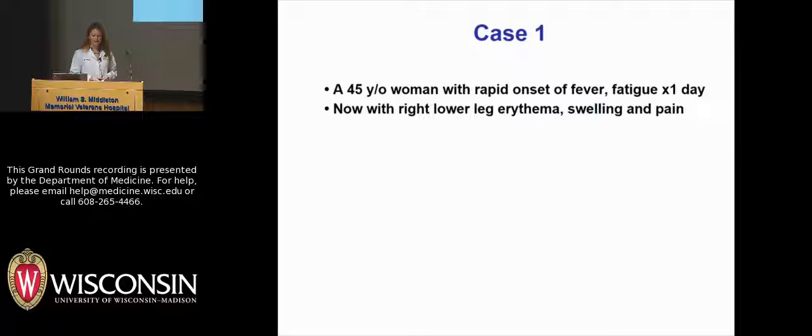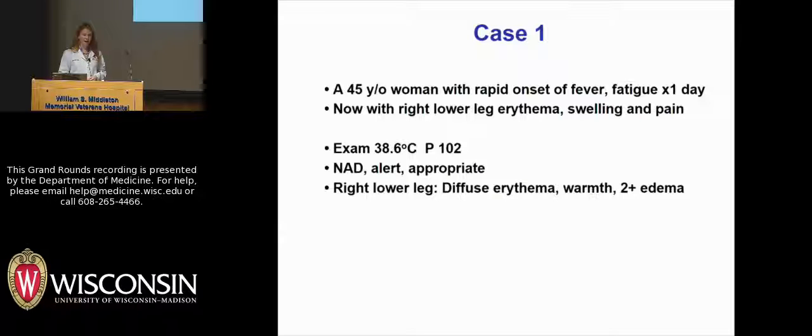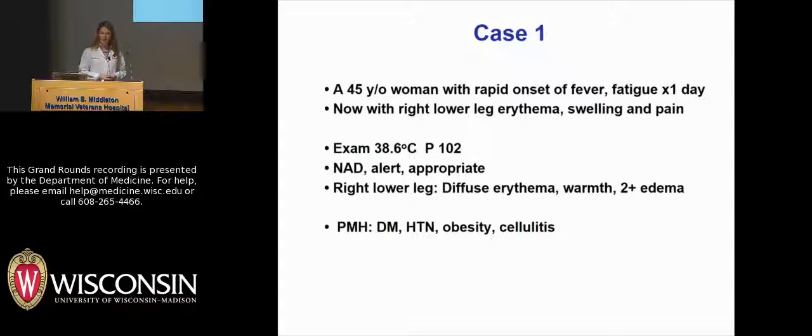So this is our first case. This is a 45-year-old woman with rapid onset of fever, fatigue for the past day. She now has right lower leg erythema, swelling, and pain. On exam, she's febrile, she's tachycardic, she's not in acute distress. When you examine her leg, it's diffusely erythematous. She has warmth and 2+ edema. On past medical history, she has diabetes, hypertension, obesity, and a history of cellulitis.